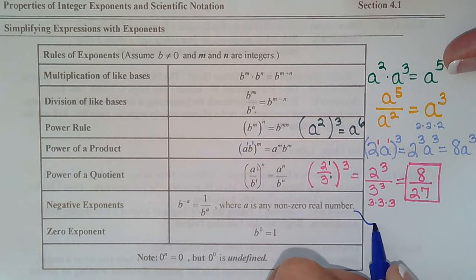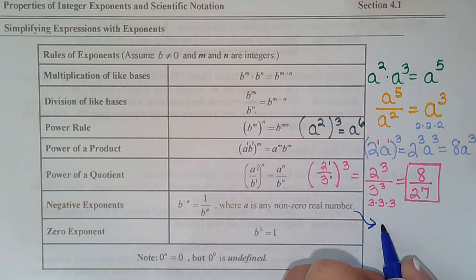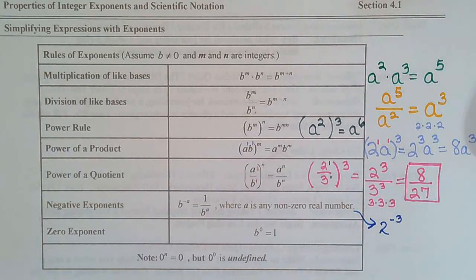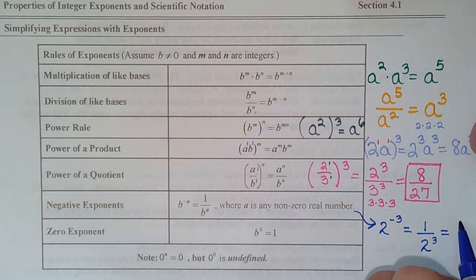So that would be, let's do 2 to the negative 3. So we can never leave negative exponents in answers. The only exception to that, by the way, is scientific notation. So what we have to do is reciprocate the base. So the reciprocal of 2 is 1 over 2, and then the exponent becomes positive. So reciprocate the base, 1 over 2, exponent becomes positive. So now this would be 1 over 2 times 2 times 2, which is 1/8.